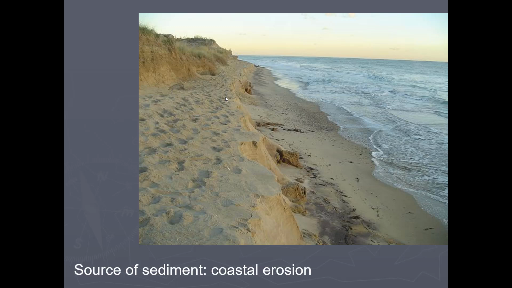The second source of sediment is the land itself. When the land consists of unconsolidated sediment, or in this case sand, this is a typical Florida beach, as waves erode away the land, they are creating or adding sediment to the beach system from the land. So all this material here, which at one point was part of the land, is now going to become part of the beach.